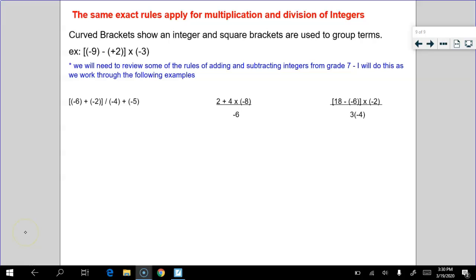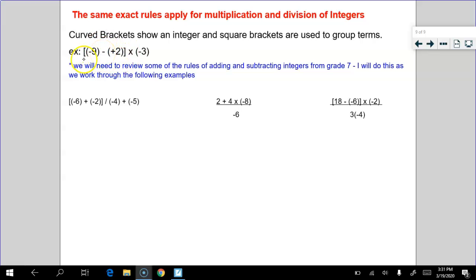All right, as far as BEDMAS goes, the same exact rules apply. So I'm going to jump into some questions here, and they're going to look quite a bit different, but follow me here. Now, when the question is written, if there's a square bracket, you do what's in those square brackets first, because the curved brackets are what are showing the integer. Okay, here we have -9, +2, -3. The square bracket is what we would do first. We would do what's inside, and then follow our rules of BEDMAS.